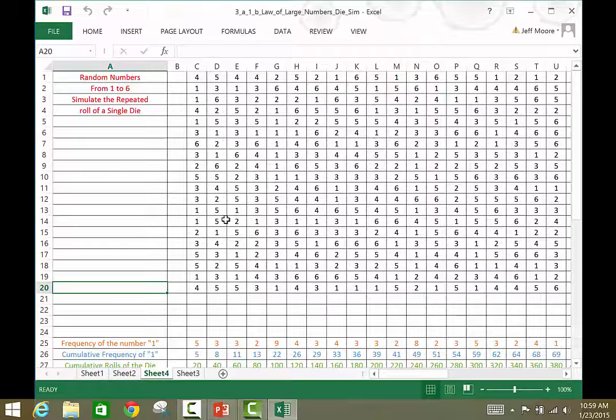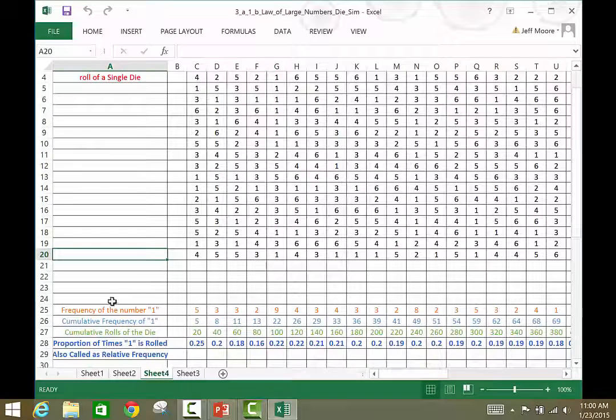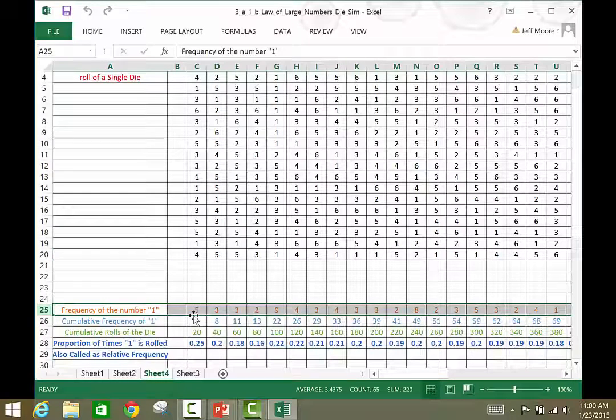In this Excel spreadsheet, we have a simulation of rolling a die over and over. And each of these columns represents 20 rolls of the die. So these random numbers in these columns from 1 to 6 simulate this repeated roll of this die. In this row, we have the frequency, the number of times that the number 1 is rolled out of 20 rolls. Each one of these columns represents 20 rolls.